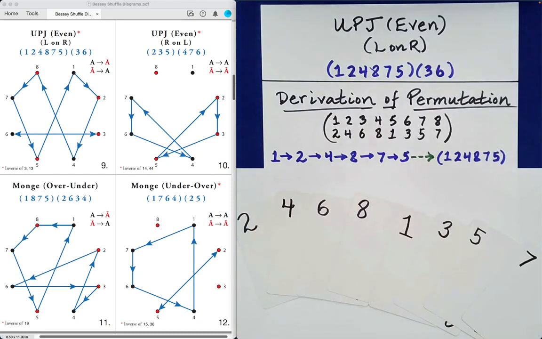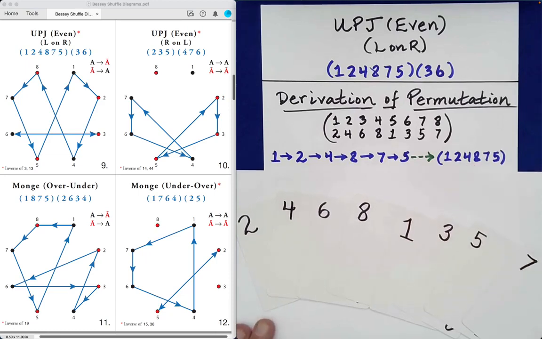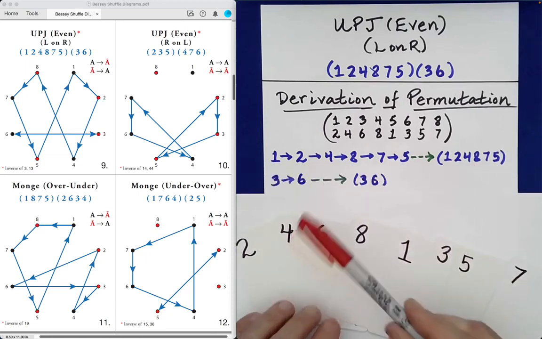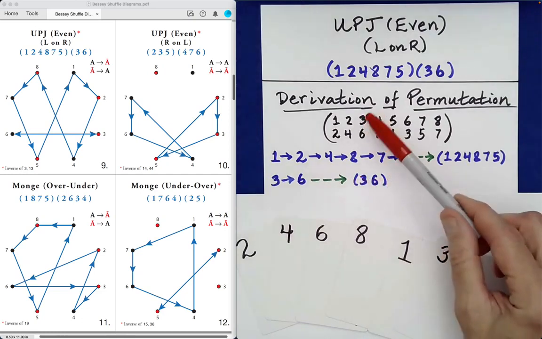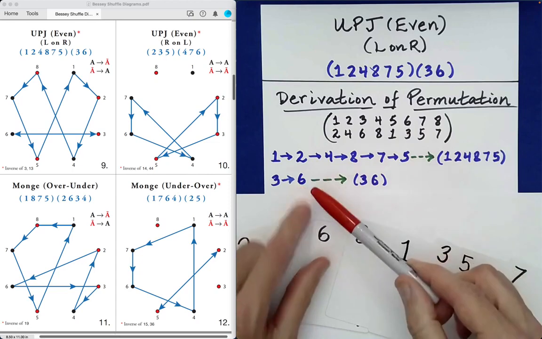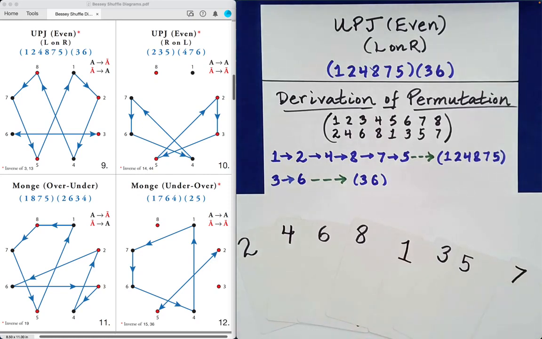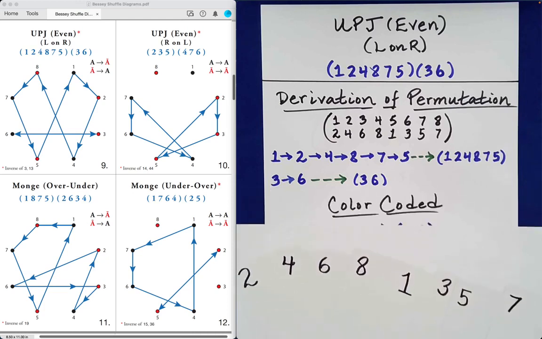So we have a very large cycle, larger than the ones that we've seen in the past. This is a 6 cycle. Now for the remaining values, what happens? Well, we have 3, which goes to 6, and 6 goes to 3, so that cycles around. So we're looking at a 2 cycle, or in other words, a transposition. Now if we color code the cycle notation of our permutation, we obtain the following.